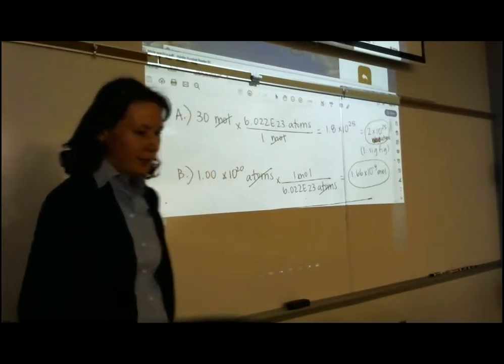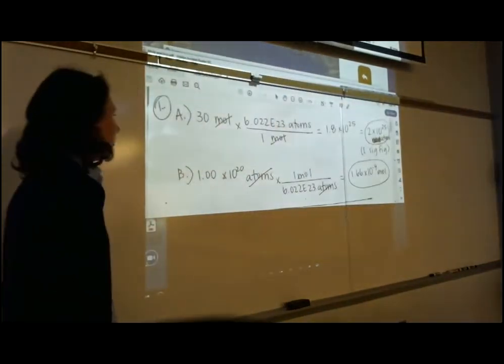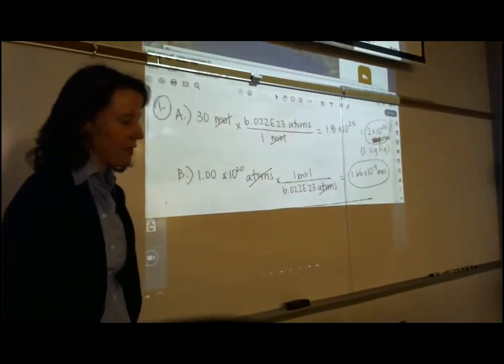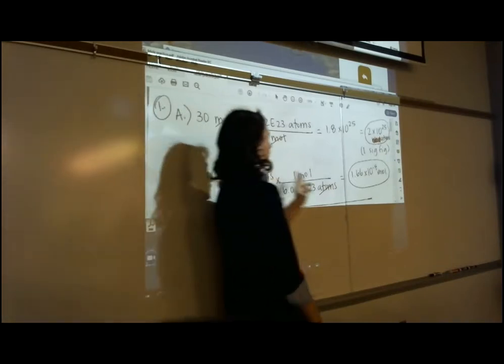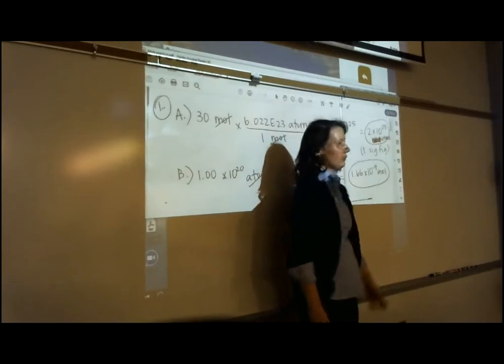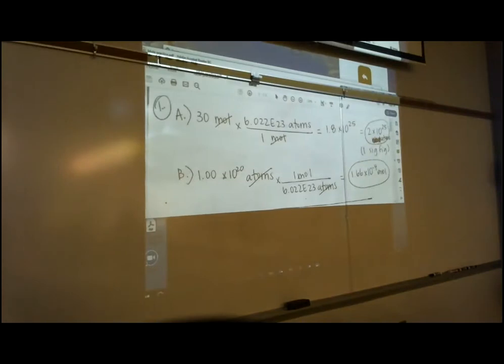Part B says, if a sample contains 1.00 times 10 to the 20th calcium atoms, how many moles are in the sample? All right, this one has 3 sig figs, so my final answer needs to have 3 sig figs as well. How do we feel about number 1, part A and part B? Any questions? Anyone need me to work it out? I'd be happy to work it out.